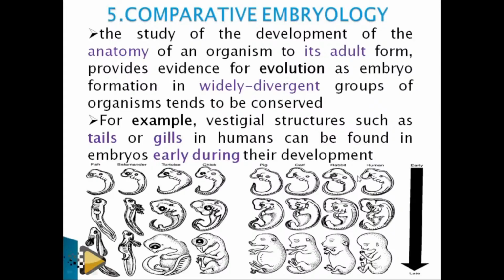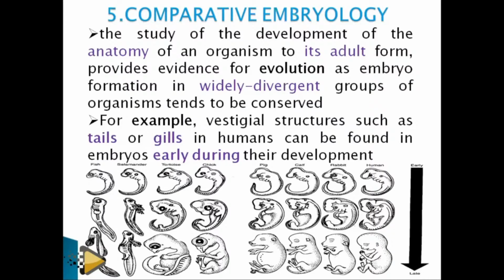Here you have different embryos. If I cover this part, you won't be able to tell me that this is a human, this is a rabbit, this is a cow, this is a pig. You see that you and the pig, you're almost the same. You and the cow, you're almost the same. You and the rabbit, you're almost the same. So it means that we have a common ancestor.